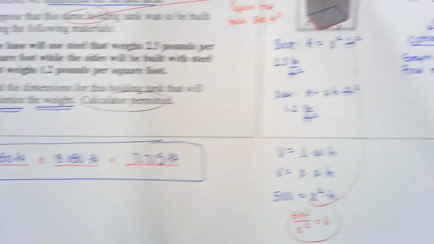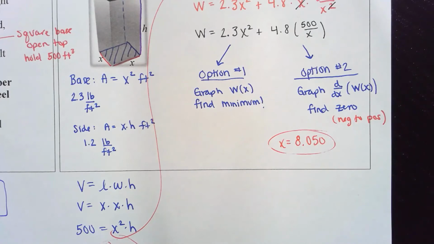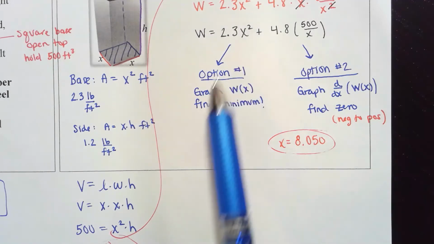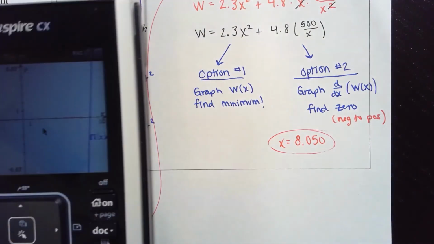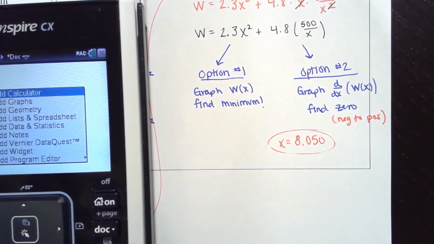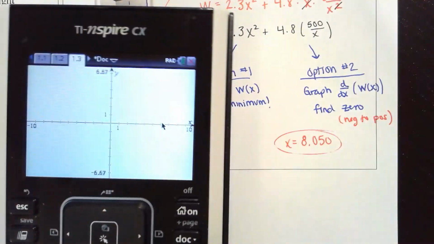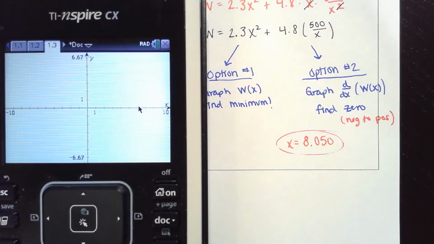Okay, I want to just quickly talk about option number 1. I'm sorry, I'm sliding all over the place. We said option number 1 is to graph the function and just find the minimum. So that's what I'm going to do next. On this calculator, I'm going to add a new page, and I am going to graph 2 plus 4.8 times 500 divided by x. Okay, oh geez, you can't see any of that, sorry. Now I don't see it thinking, it's not spinning, so it's done graphing, and now it's just a matter of us figuring out where that is.